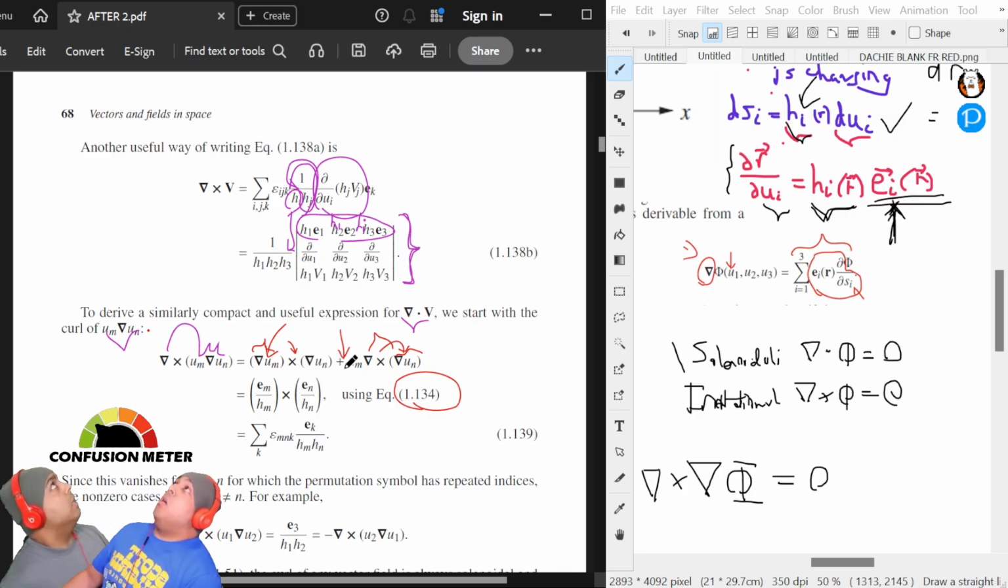But where did this guy go? This guy is zero. Why is this guy zero? Okay, I see why this guy is zero. Let me write this for future me if I ever look back at this. Zero because the curl of the gradient of something is irrotational. Irrotational.